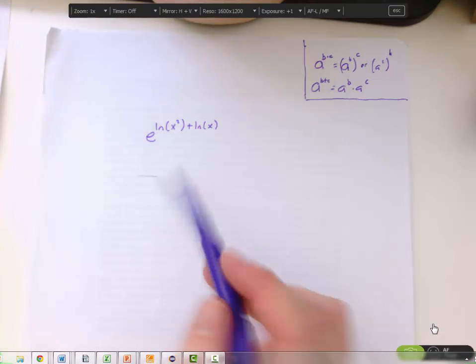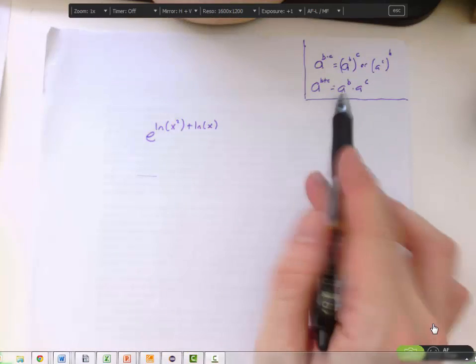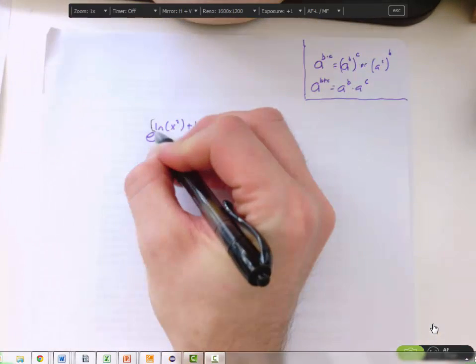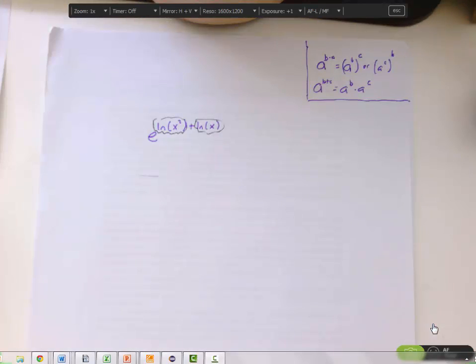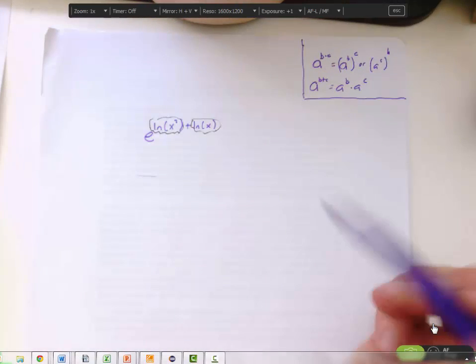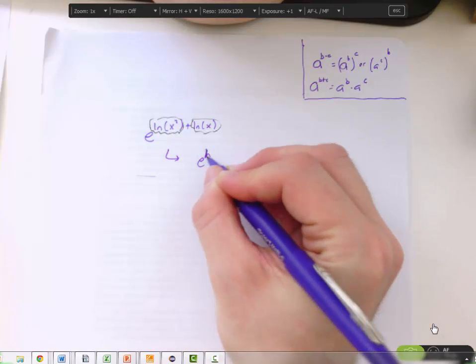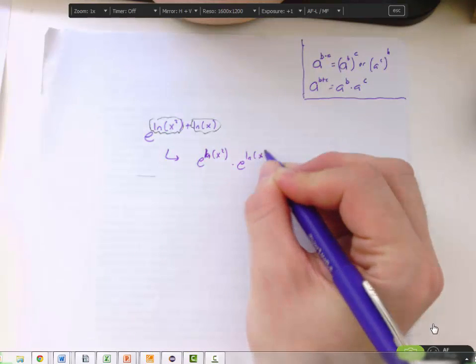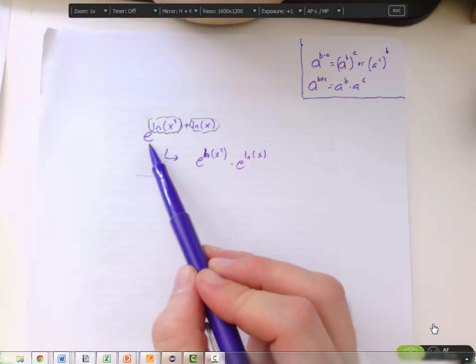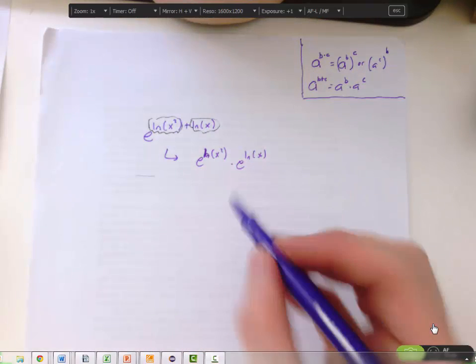So when I look at a problem like this, I'm sort of pattern matching to this. I'm seeing e to the something plus something. I see those as blobs. So if I apply that simplification pattern, I can rewrite it as e to the natural log x squared times e to the natural log x, because I wrote a separate exponential statement for each of the exponents here.